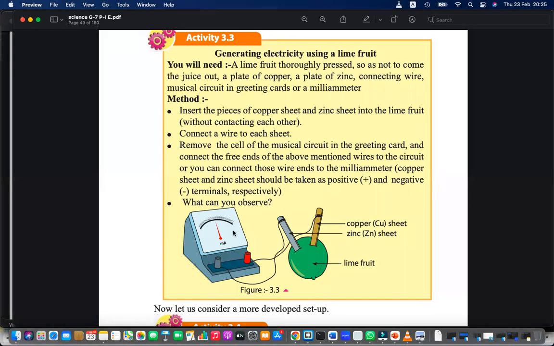Actually, we are using a center zero milliammeter or center zero galvanometer. The reason is, when we swap the edges, the zinc plate and the copper, we can see a difference. When you swap the edges, the milliammeter shows one direction. When you swap it back, it shows the other direction.